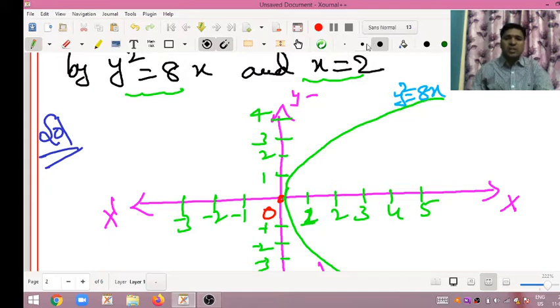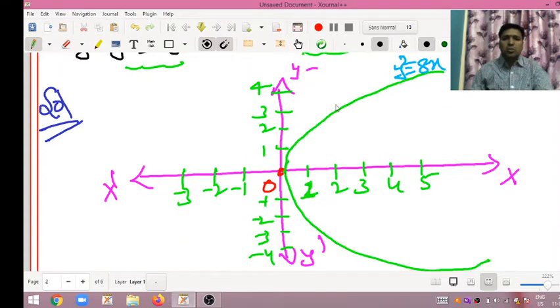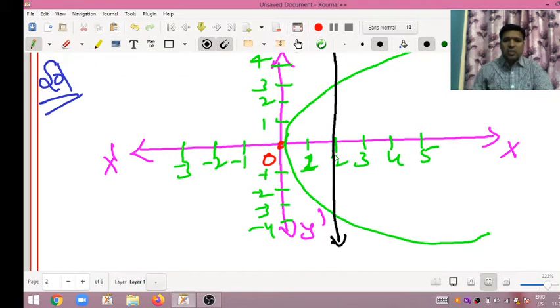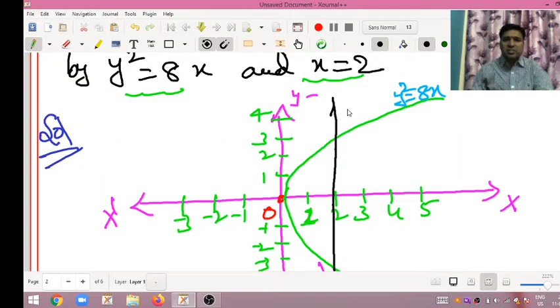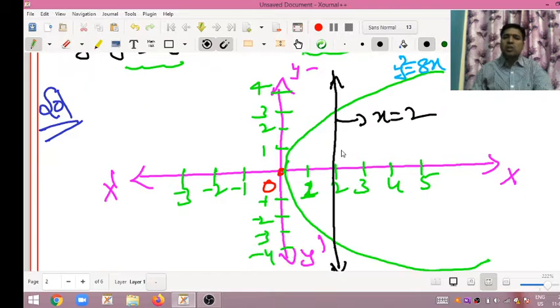Now I am taking this x is equal to 2, my dear friends. This is the x is equal to 2 line. So now this combined region. What does the combined region mean, my dear friends? The area of this region we want to find. Okay, understand, my dear friends?